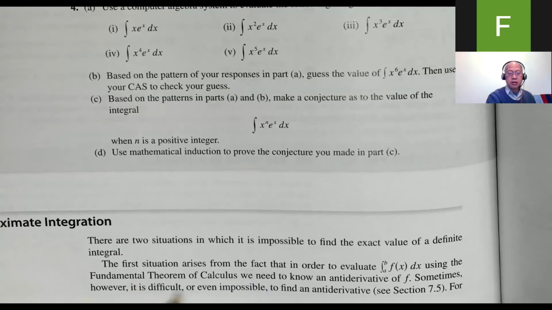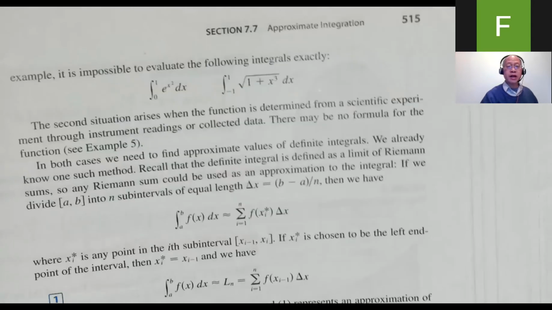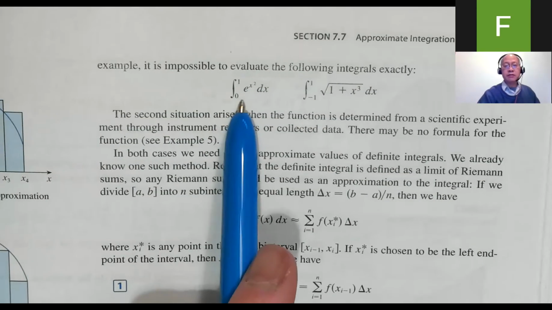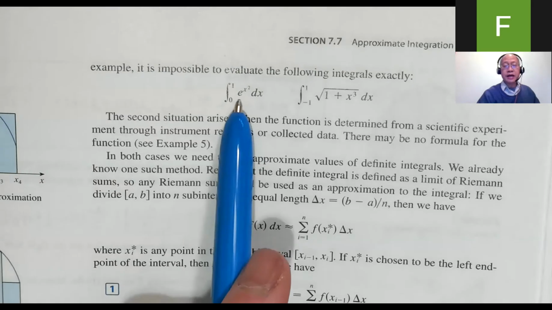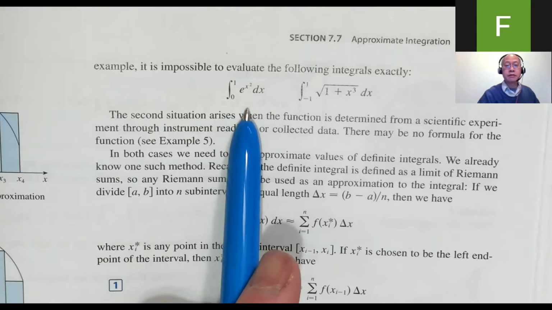Sometimes it's difficult or impossible to find an antiderivative. Here are some which we cannot do. e to the x squared. You might think I can find an antiderivative that easily. No, you can't. I guarantee you can't.